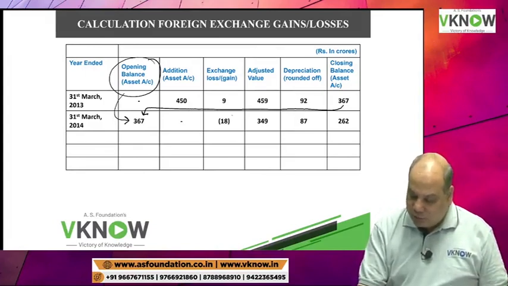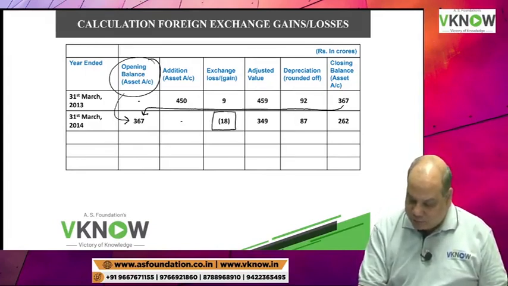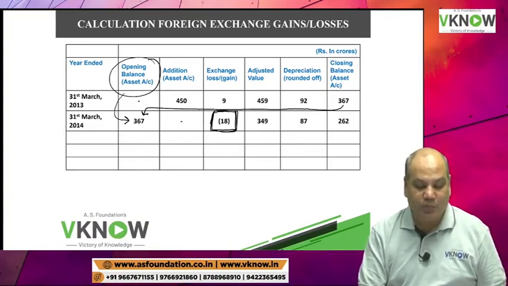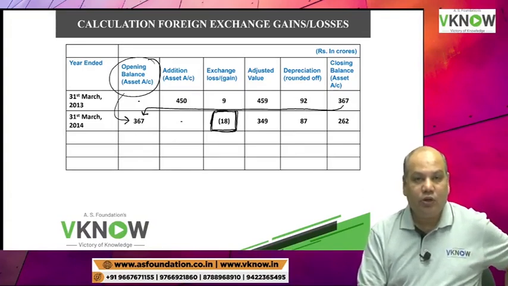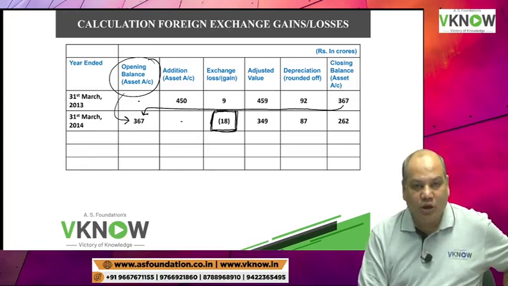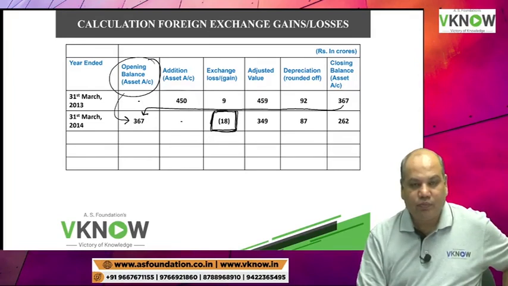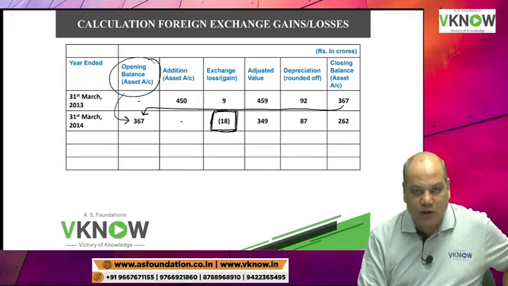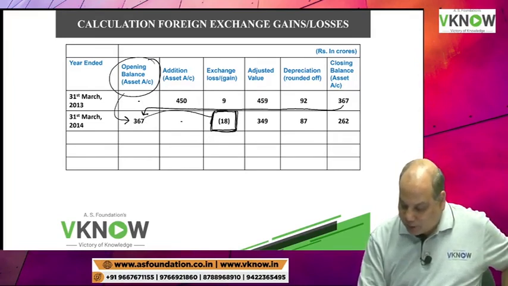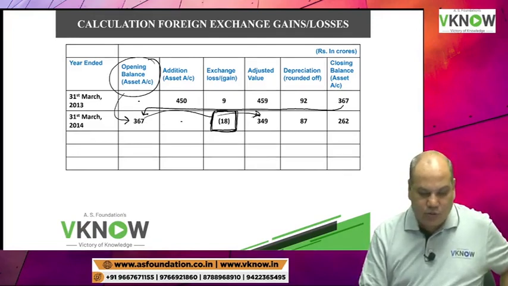Now, this year we have an exchange gain. Exchange gain means we will credit the asset account now, instead of crediting the P&L account. So if I credit the asset account, the asset balance will reduce.